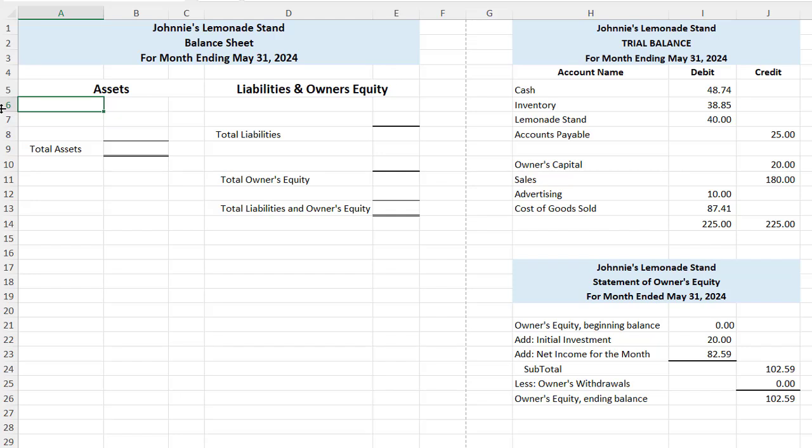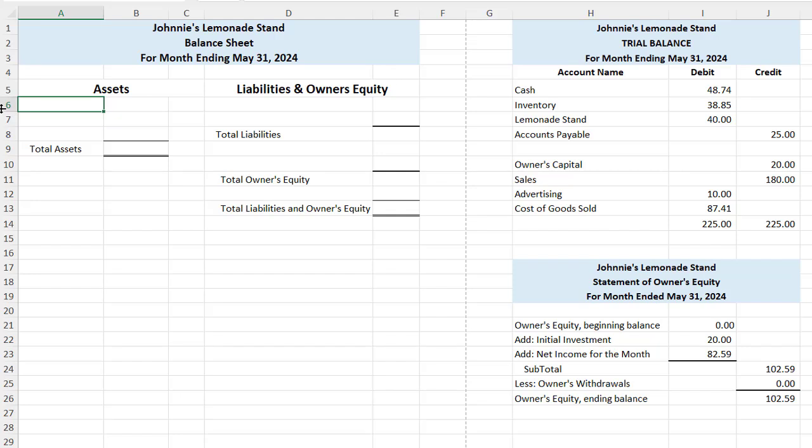The balance sheet is based on that good old fundamental accounting equation. Assets equal liabilities plus owner's equity. We need the trial balance and statement of owner's equity to fill in the balance sheet. Therefore, I have placed the two statements next to the balance sheet. In this balance sheet, I will place the assets on the left side and the liabilities and owner's equity on the right side.